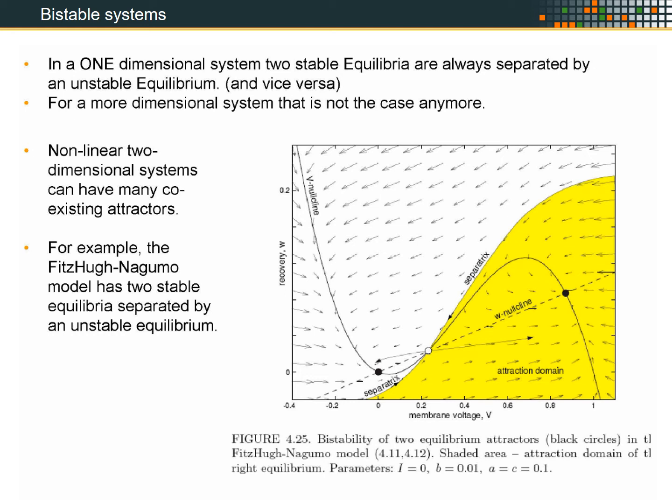For more dimensional systems this is actually not the case anymore. Nonlinear two-dimensional systems, for example, can have many coexisting attractors. And you see here one of these examples on the right-hand side. This is actually a FitzHugh-Nagumo model that has two stable equilibria separated by an unstable one. So red highlighted are here the two stable ones, and there is this unstable one in between.